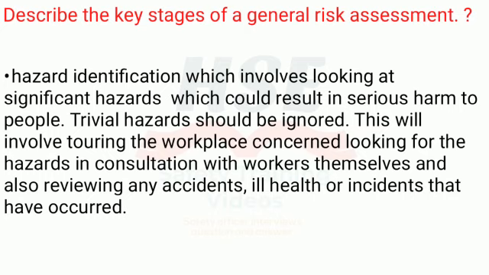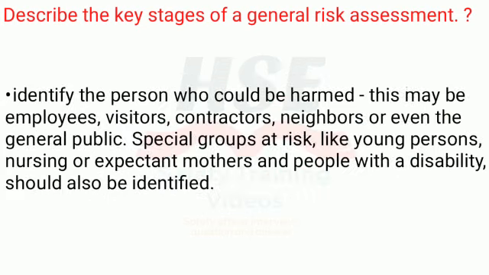Describe the key stages of a general risk assessment. Hazard identification, which involves looking at significant hazards which could result in serious harm to people. Trivial hazards should be ignored. This will involve touring the workplace concerned, looking for the hazards in consultation with workers themselves, and also reviewing any accidents, ill health or incidents that have occurred.